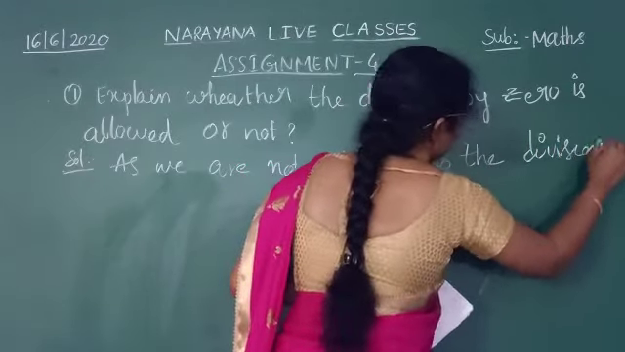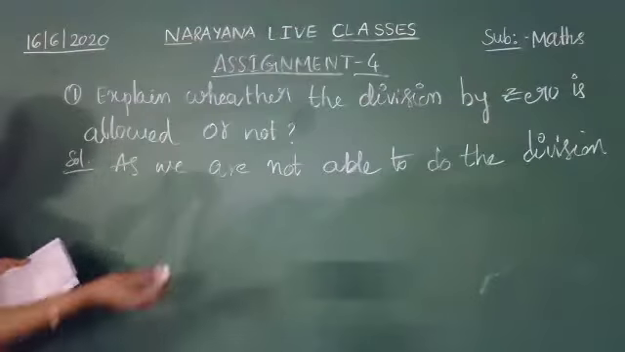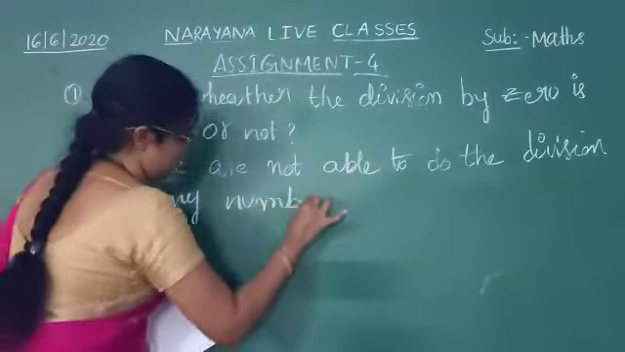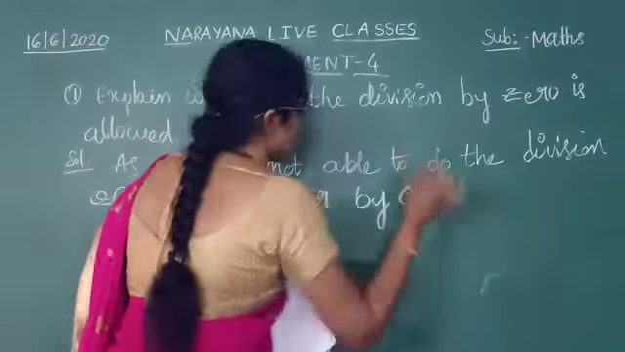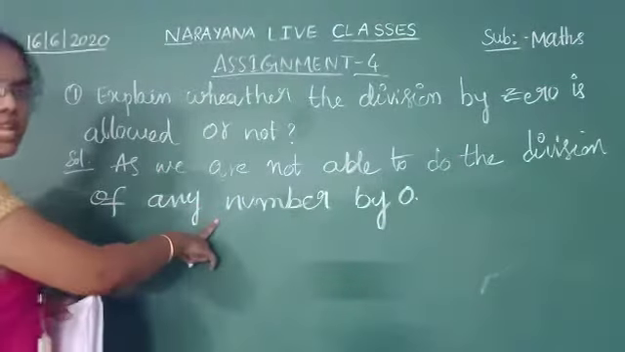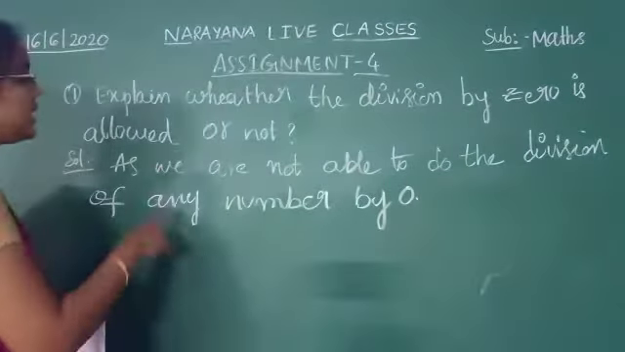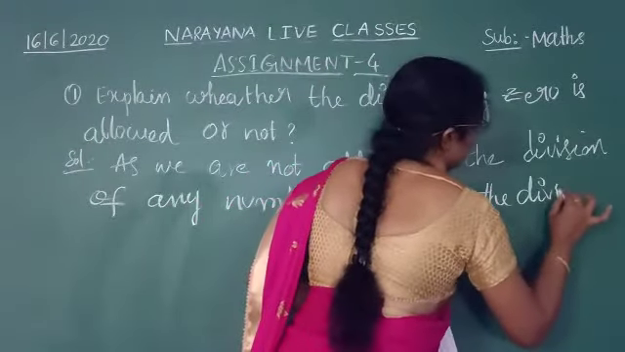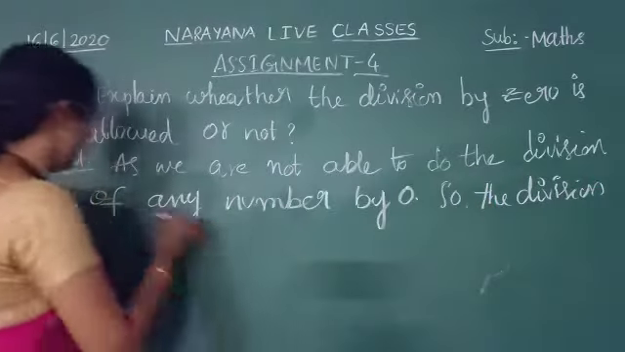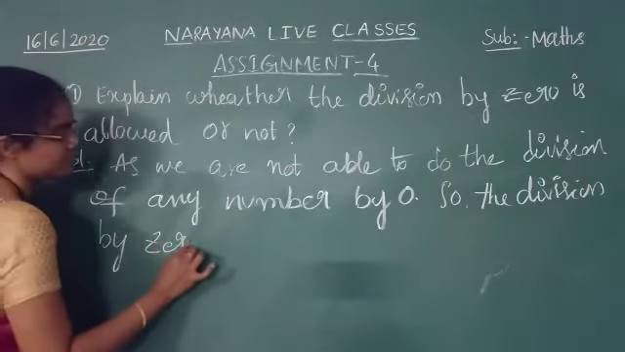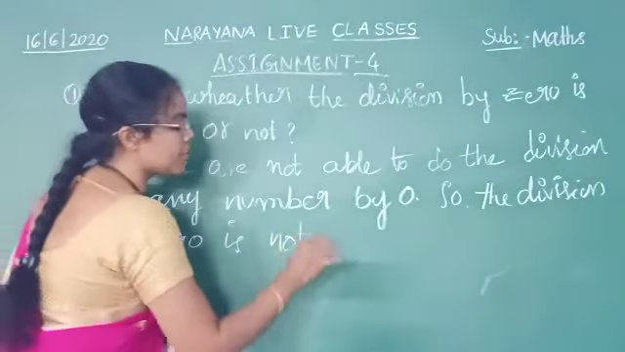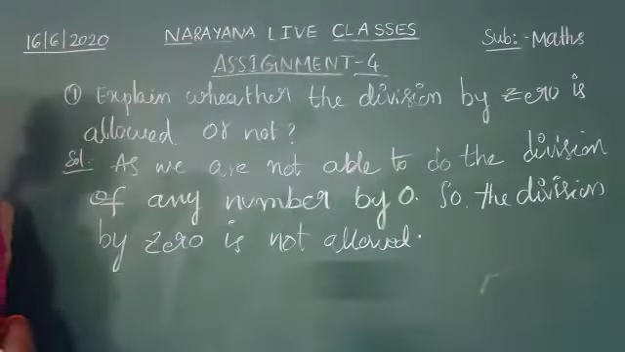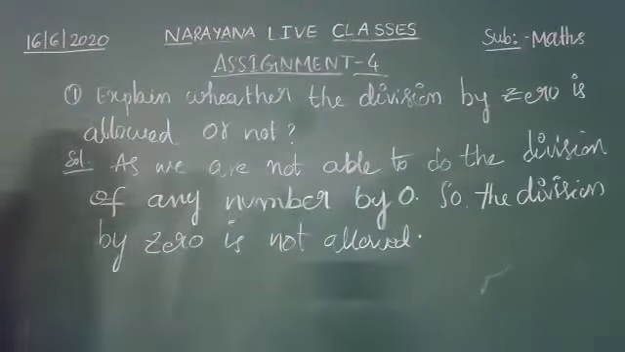As we are not able to do the division of any number by 0, the division by 0 is not allowed. Means what it will come? It will come as any number by 0 gives the answer as undefined. So this is the first question.